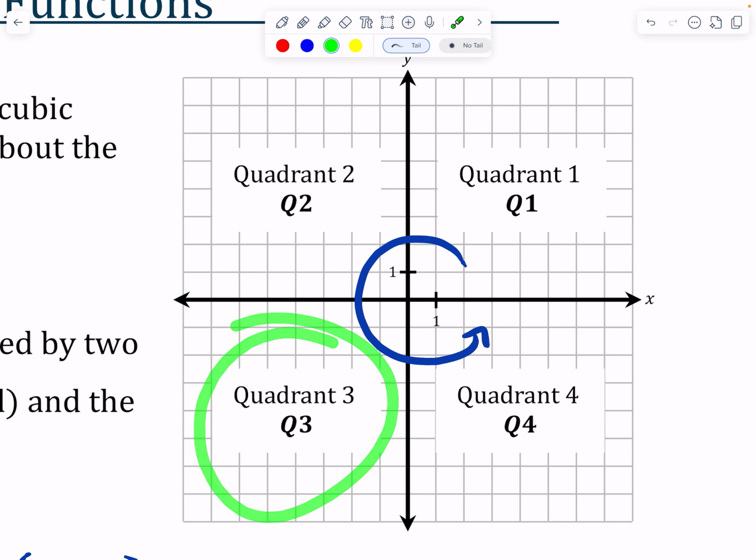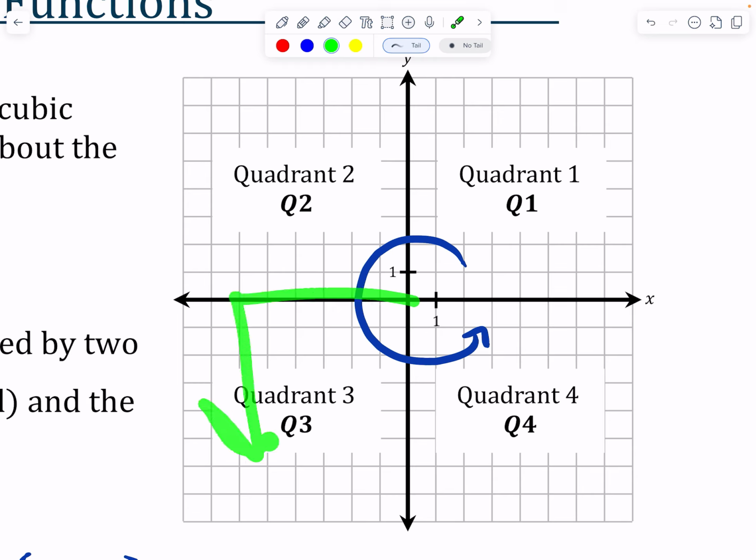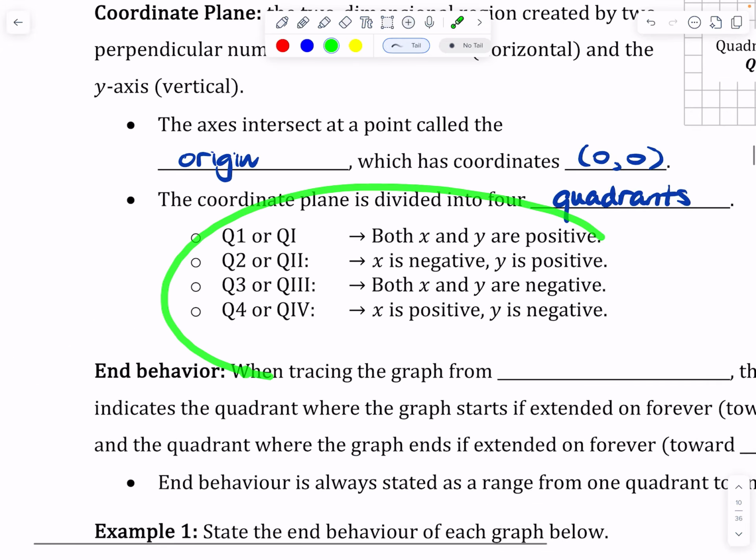Getting into quadrant 3, we have to move left and down. So since we're moving to the left, x is negative, and moving down means y is negative. And then finally, to get into quadrant 4 anywhere, we have to go right and down. So since we have to go right, x is positive, we have to go down, y is negative. And that's what's listed for you here in these bullet points.